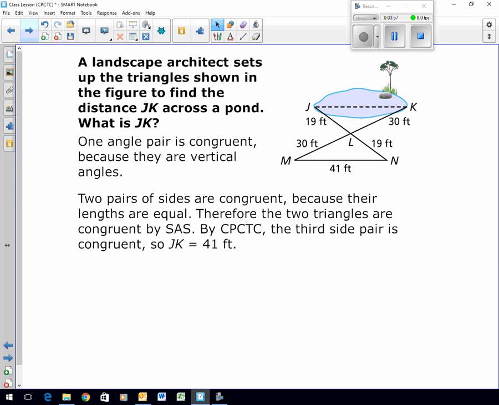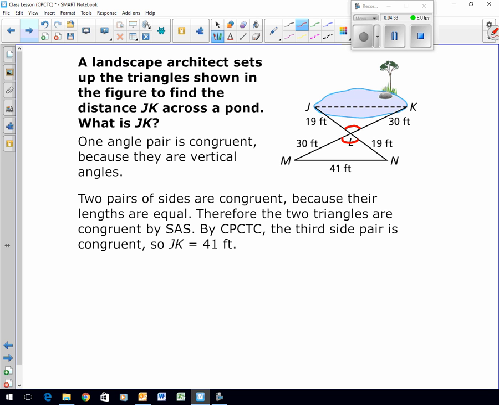Another example. A landscape architect sets up the triangle shown in the figure to find the distance JK across the pond. What is JK? Again, you aren't going to be given all the answers, so go through the process. Determine if the 2 triangles are congruent first of all. You see the vertical angles. The vertical angles are going to be congruent. Thank the Lord, that's the way He made it. Always they're going to be congruent.